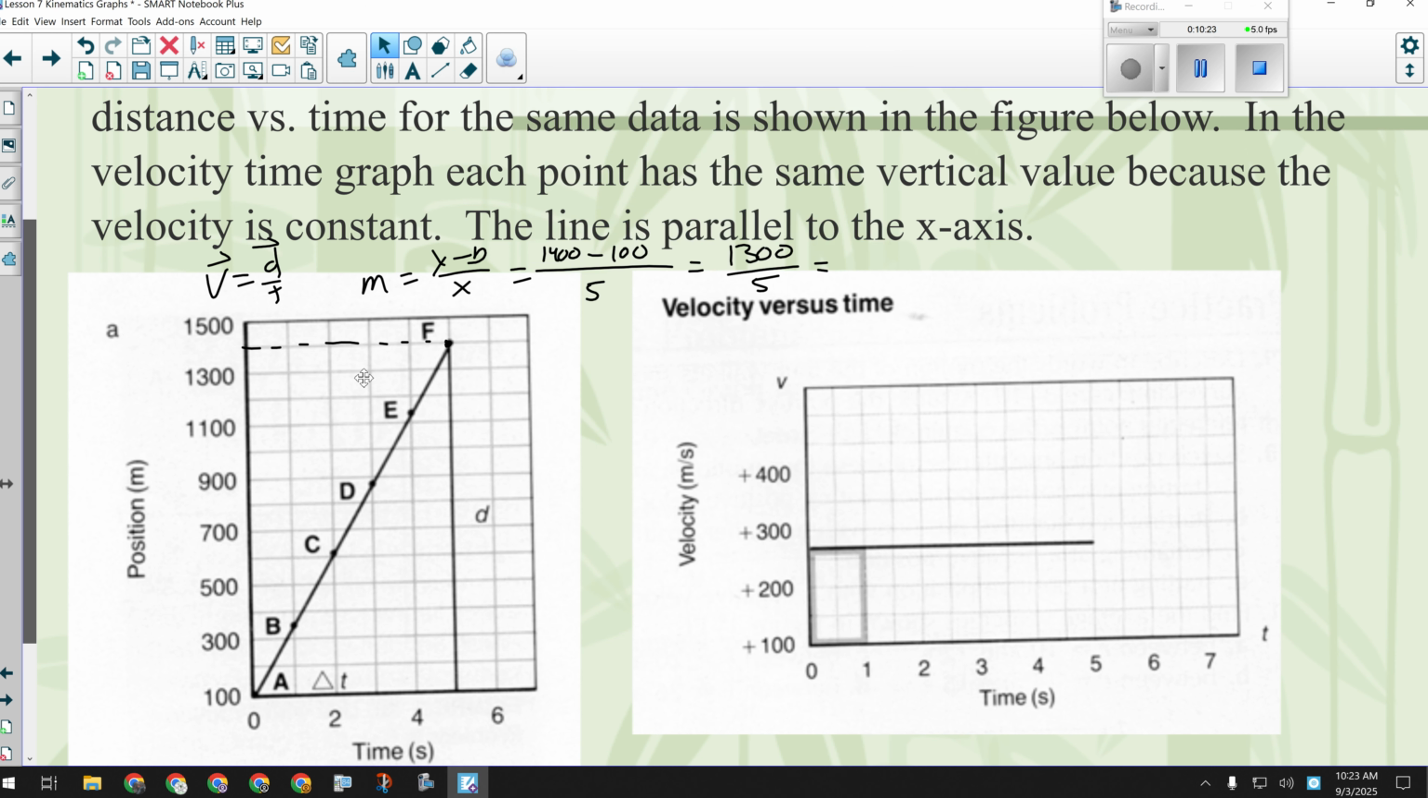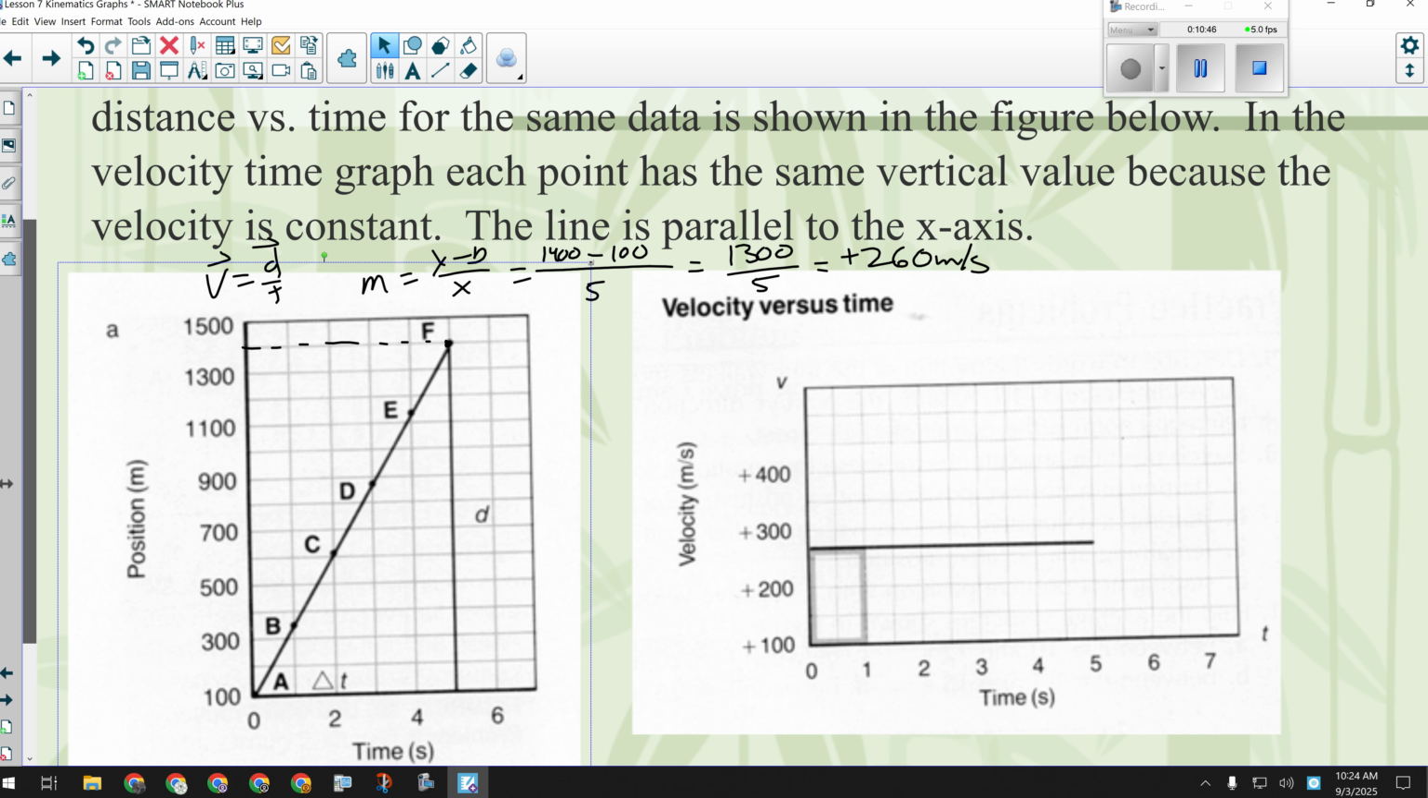Yep. They're definitely showing the same object. Both of these are showing an object traveling at a constant velocity of 260 meters per second. So what's the acceleration of this object? 0. Both the graphs say that, right?